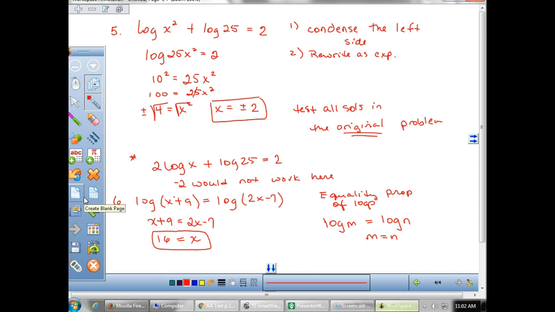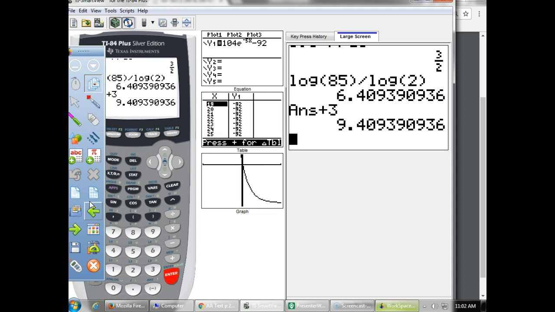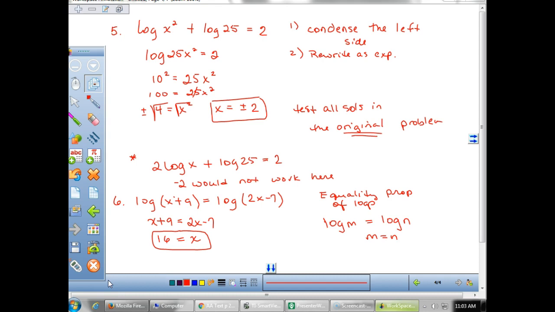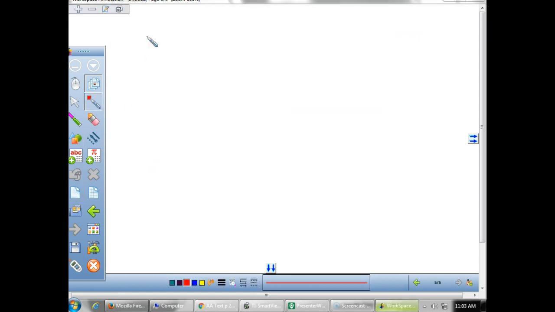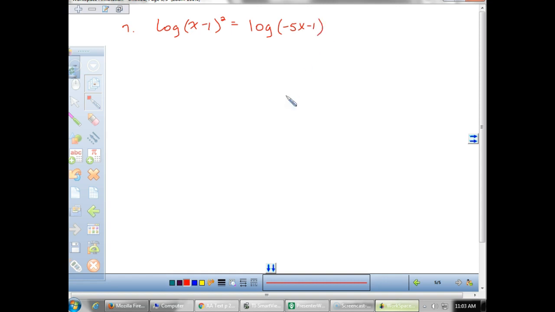Okay, we really only have one more. Y'all ready? Was somebody still on that one? Okay, you got it? All right, so what number are we up to? 7? Okay, so this is going to be log of x minus 1 squared is equal to log of negative 5x minus 1.